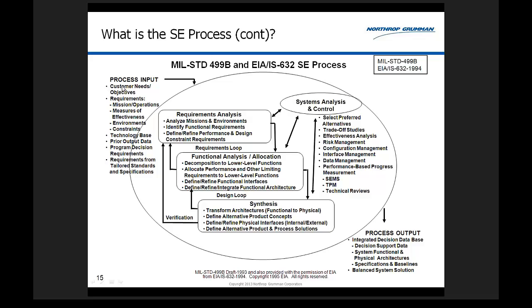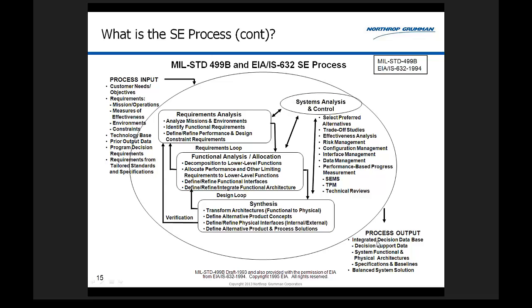So the inputs are the customer needs and objectives, the requirements from the mission operations, measures of effectiveness, environments and constraints, technology base, and what technology readiness levels are out there, and prior output data. Prior output data is from the prior time that this process was executed; it produced this output data on the lower right here. And the next time it's executed, this output data becomes input to the process, and that's what prior output data means. Okay, and that's iteration. So program decision requirements, requirements from standards and specifications.